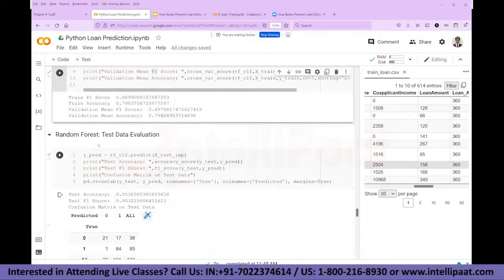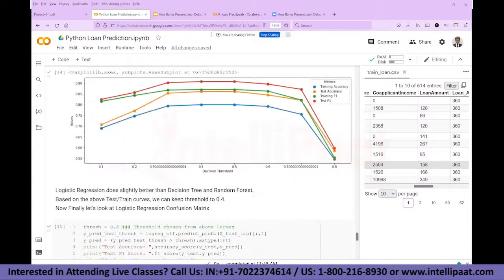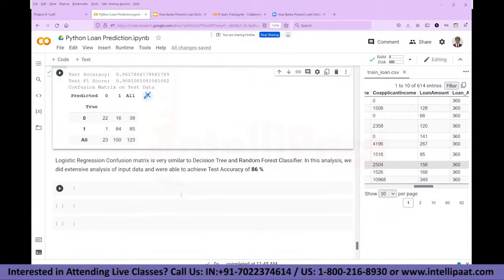Similarly, I can use a logistic regression model and do the same thing again. And I can see that I'm getting a test accuracy of 86%, 90%, almost similar to my decision tree, not much impact. So I can keep experimenting with each model and then try to determine my output. That is how you try to predict the loans.